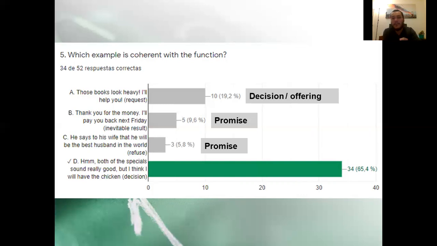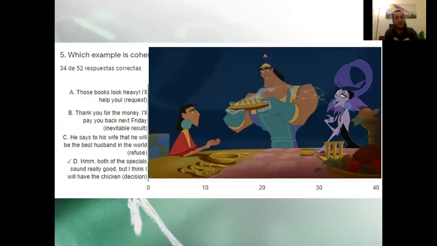First of all, maybe you don't know what a special is. In this case, it refers to food. Why do I show you this picture? Because I love that movie. And Kronk, in this case, he has his empanadas de pollo, right? And in this situation, it says, but I think I will have the chicken. In the situation of the specials, the food, Cusco could say that, I think I will have the chicken. In this moment, I take the decision to do it. So that is the reason why letter D is the correct answer.